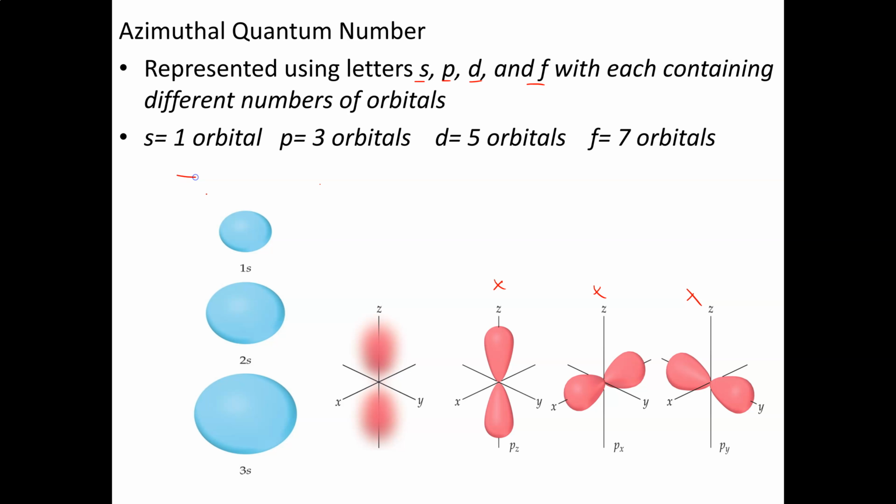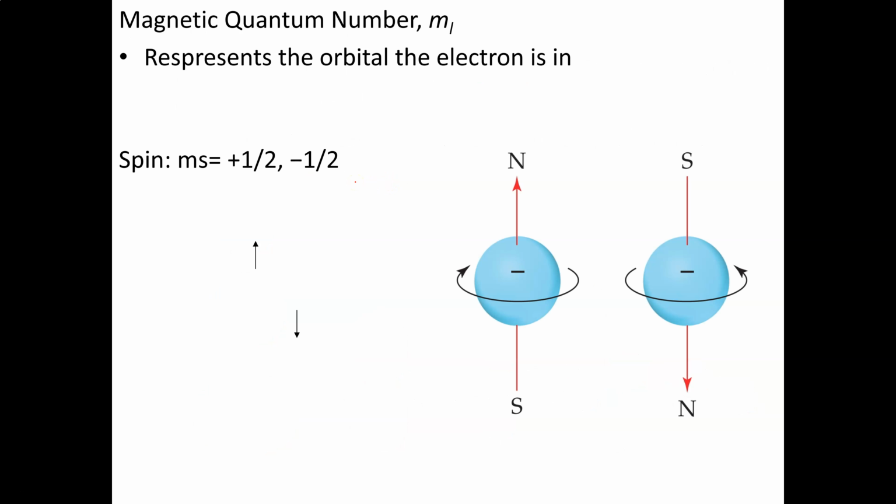So for an S, you only have 1 orbital. So that means that the electron is found somewhere in that orbital. For P, you have 3 different orbitals. So the electrons can be in any of these 3 possible locations. That's as far as we're going to go with this.